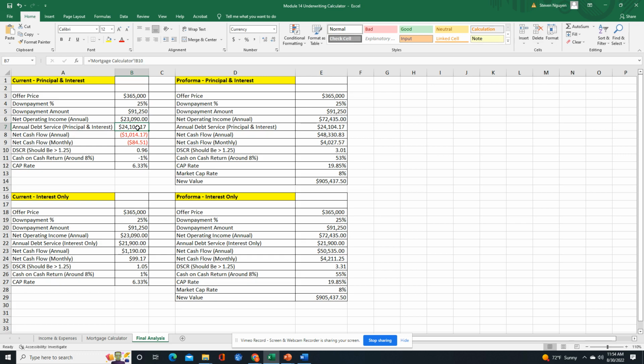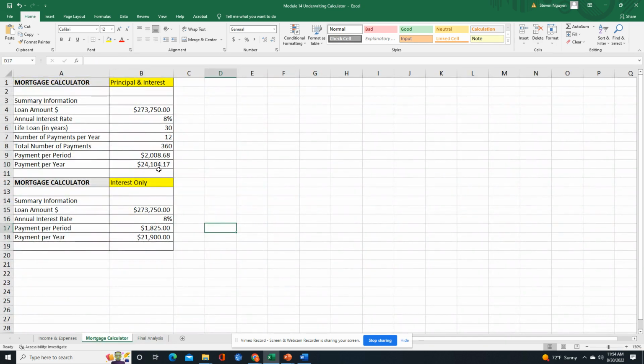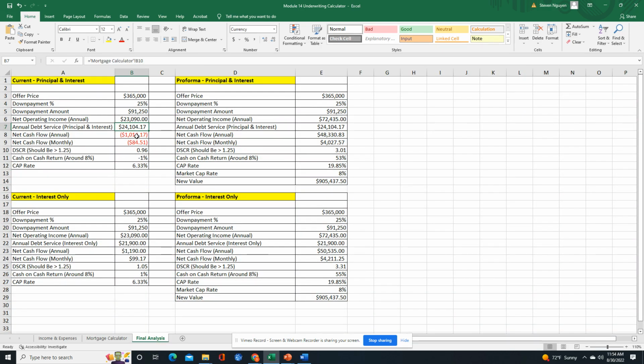Your debt service, it's also going to pull from this tab. So on an annual basis, it's going to pull it from here and here. And then it's going to calculate your cash flow annually. So it just takes your net operating income minus your debt service. And then what's your net cash flow on a monthly basis? You just divide by 12. It calculates your debt service coverage ratio, which remember is your NOI divided by your annual debt service, and it should be greater than 1.25. So here it's 0.96, so it's not good enough, right?